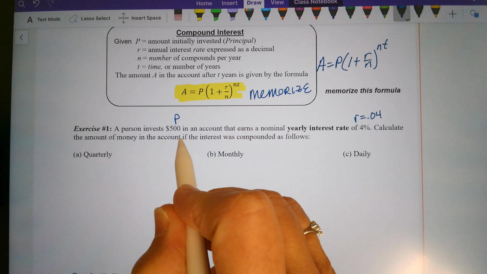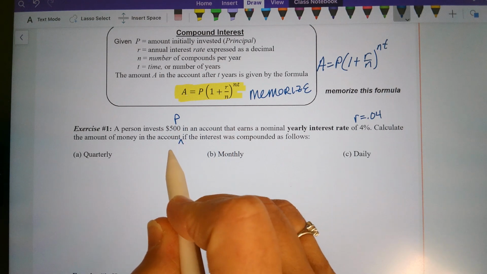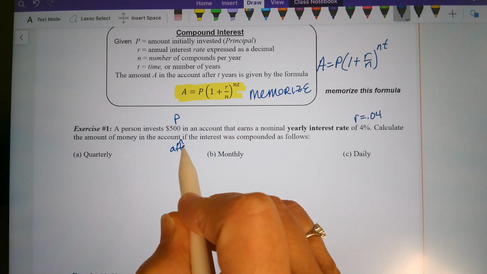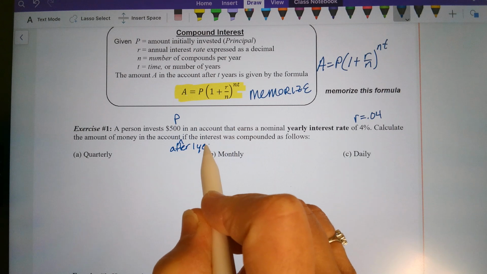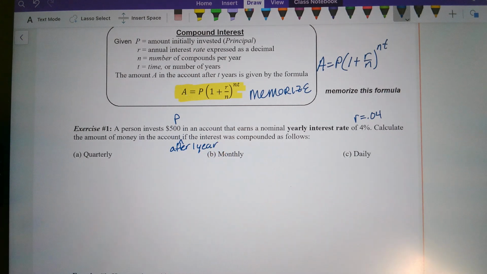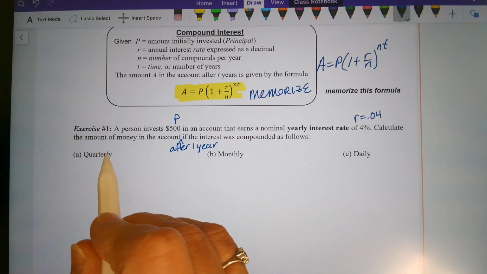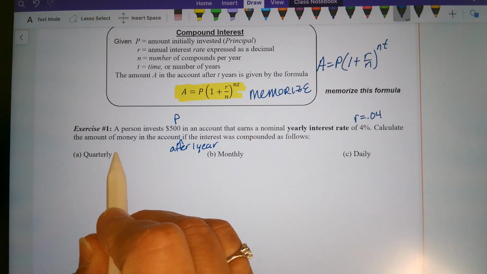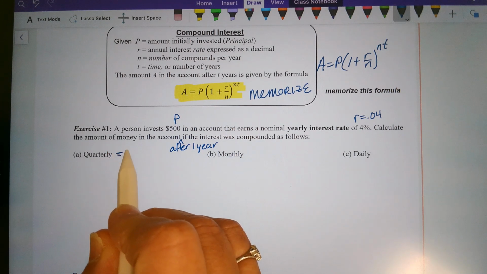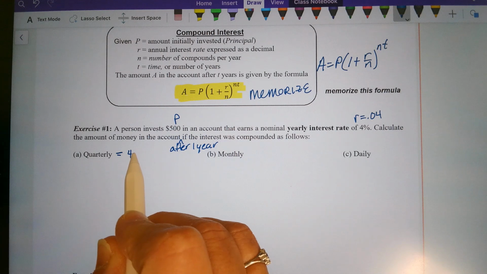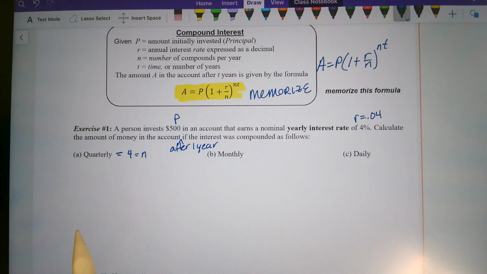There's a few words missing here. After 1 year, if the interest rate was compounded as follows. If it's compounded quarterly, that means the interest is compounded 4 times per year. So that is our N value. N equals 4.